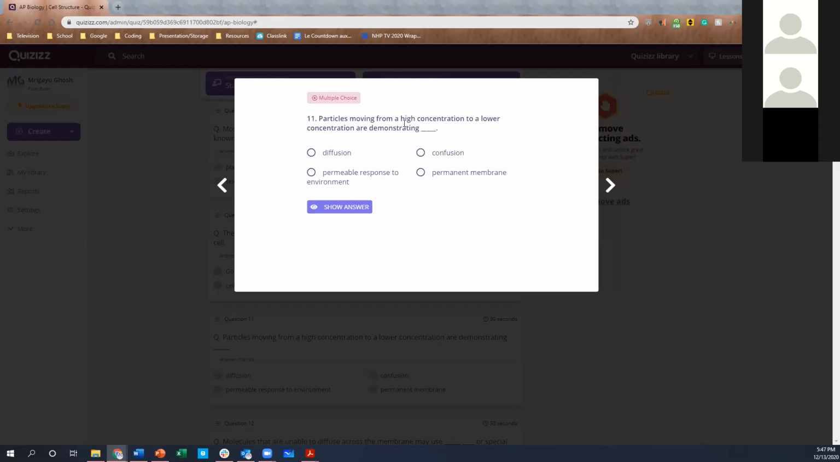Particles moving from a high concentration area to a low concentration area are demonstrating what? Diffusion. Good. Now, this is something that always gets people. When you have diffusion of water, it's called osmosis, right? If you have particles, but when does osmosis happen?